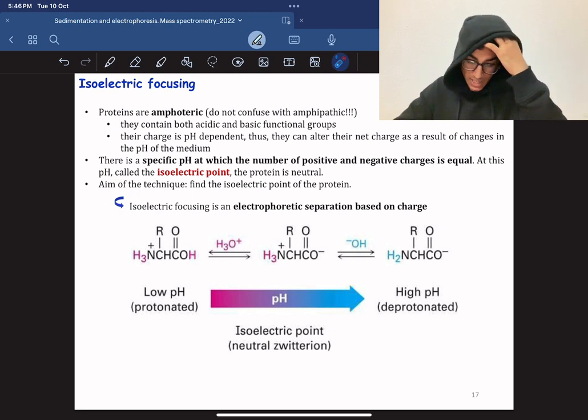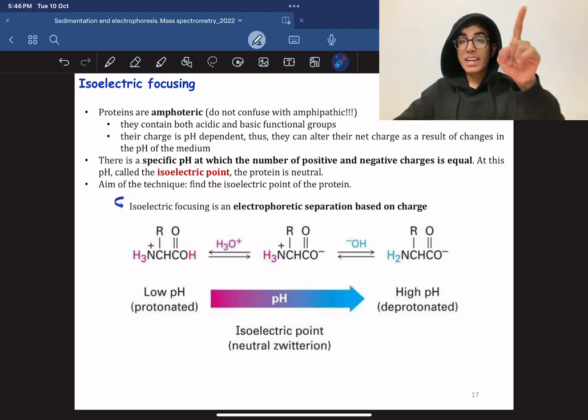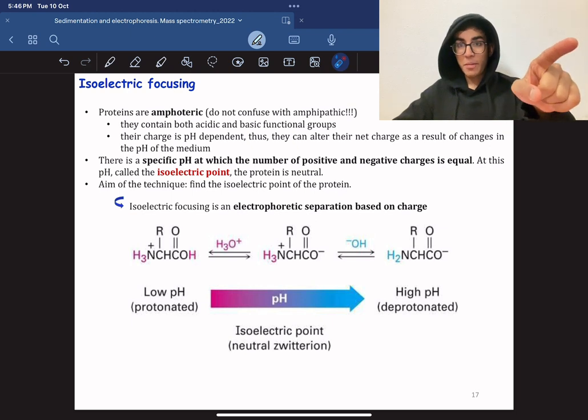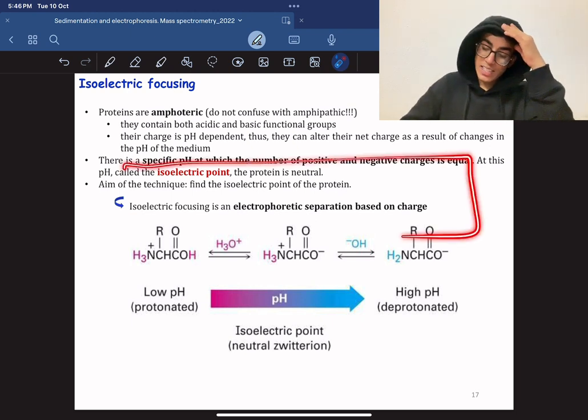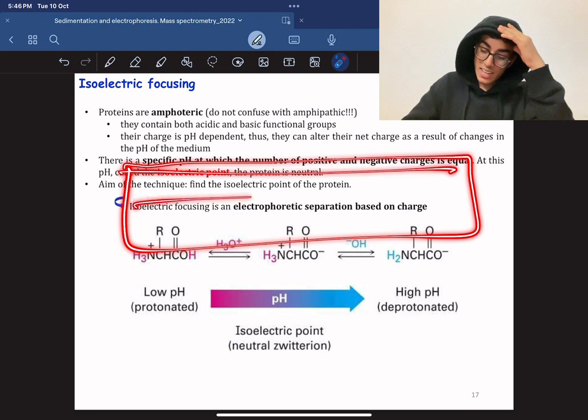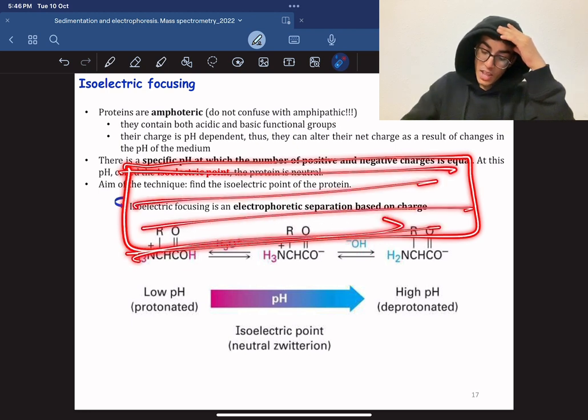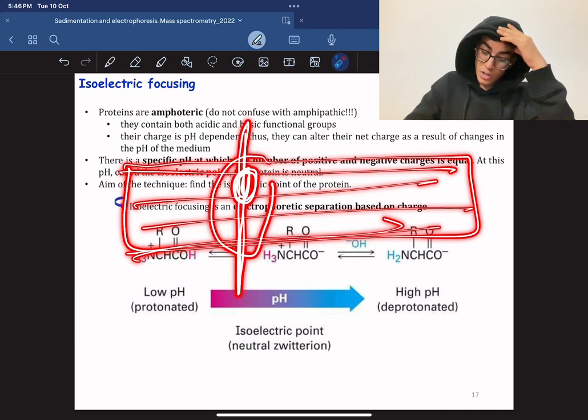Isoelectric focusing is basically like density gradient. Remember that? You basically create a gradient in density, so that when a macromolecule stops at a point, you know the density at that point of the solution. So using that, you determine the density of this macromolecule also.